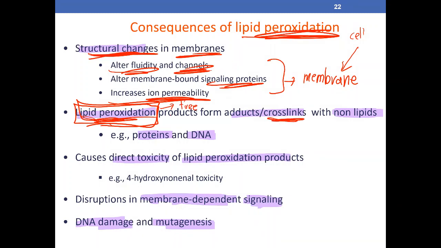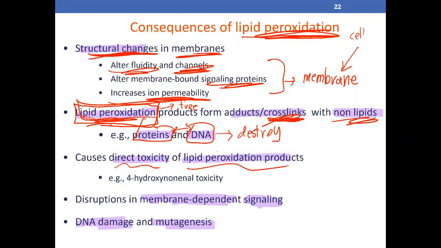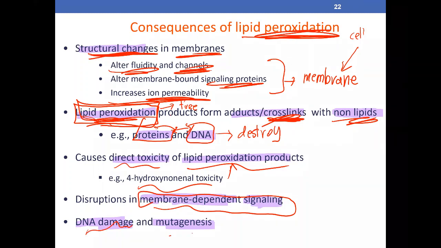These molecules form links to non-lipids, for example proteins and DNA. When they form links to these molecules, they disrupt them as well, and they destroy them. They cause direct toxicity; they kill the cell directly. Don't just memorize any of this specifically. It disrupts membrane signaling, which we already discussed, and it causes DNA damage. DNA damage obviously causes mutations, and mutations can lead to cancer as well.